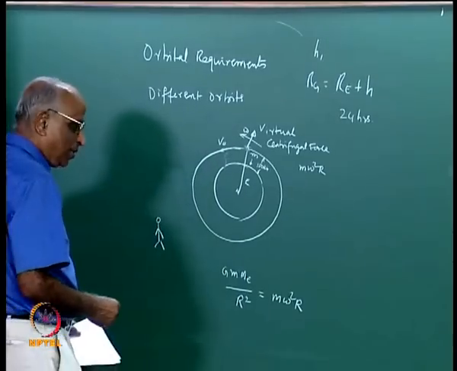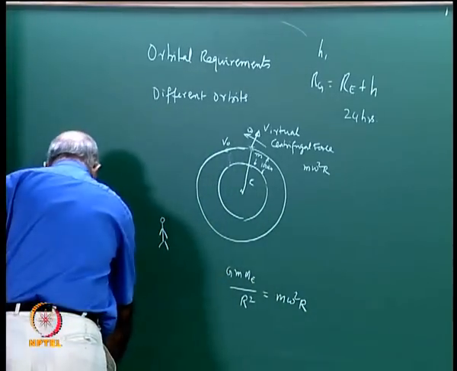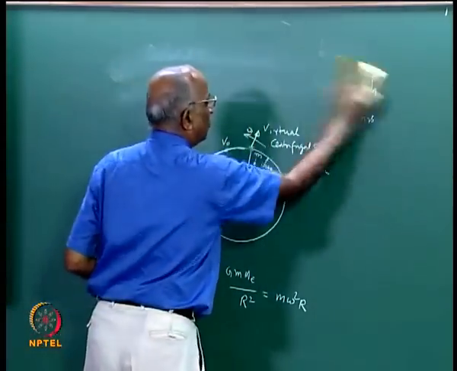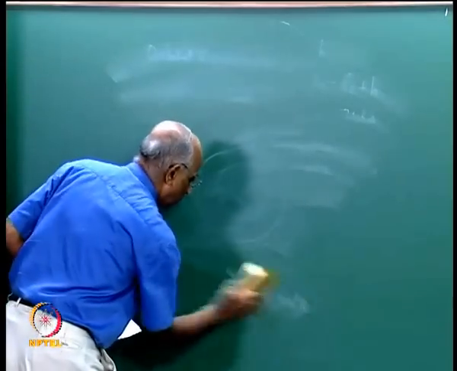Therefore, let us try to put this together. We will now find out the height of the geosynchronous orbit or geostationary orbit.